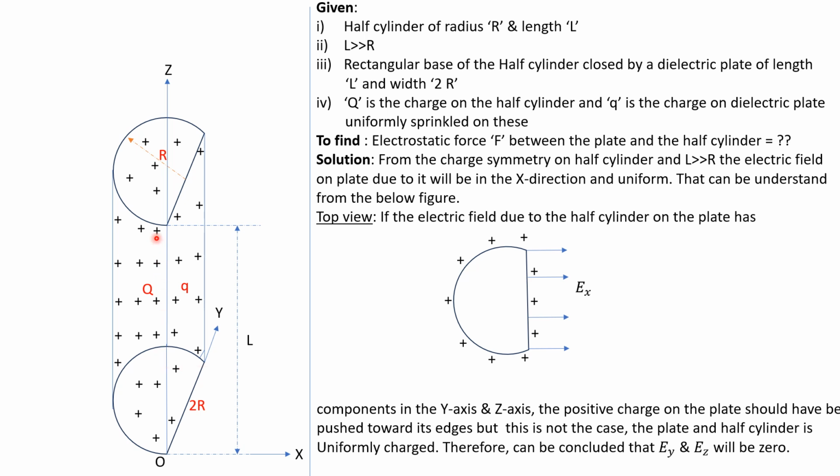Capital Q is the charge uniformly sprinkled on the half cylinder, and small q is the charge uniformly sprinkled on the dielectric plate that has been shown here. What we have to find is the electrostatic force F between the plate and the half cylinder.